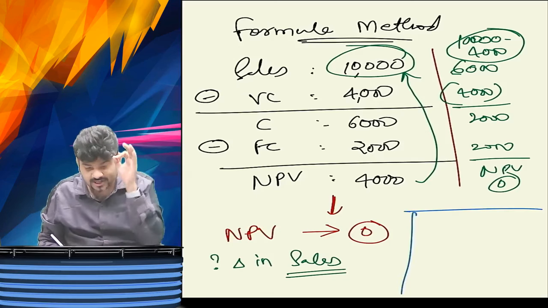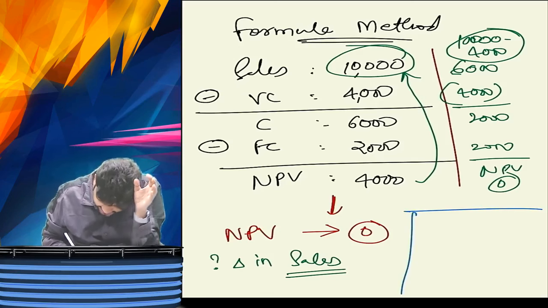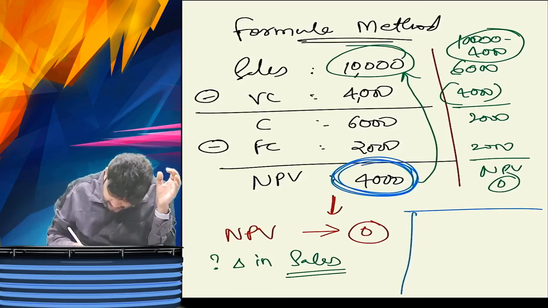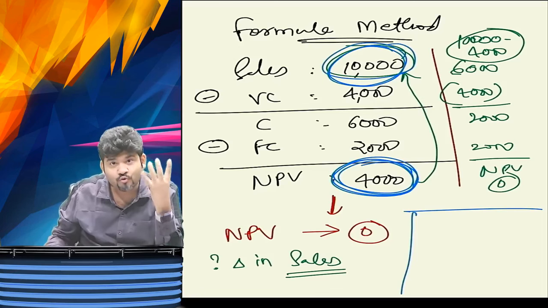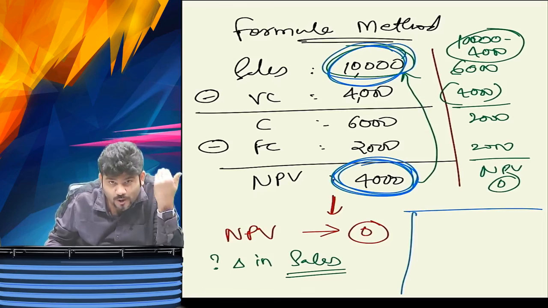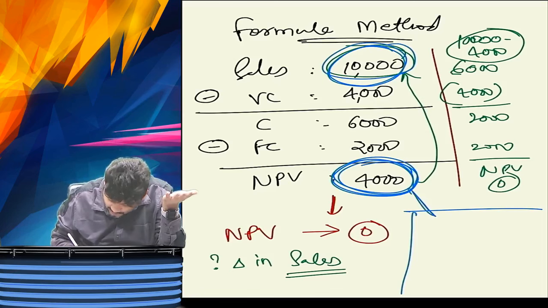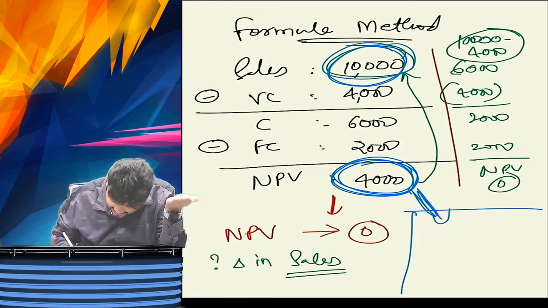So what did we do? We said that the change in the sales should be equal to 4,000. Now, do you know how we calculated this 4,000? So I will tell you. See, it was this.